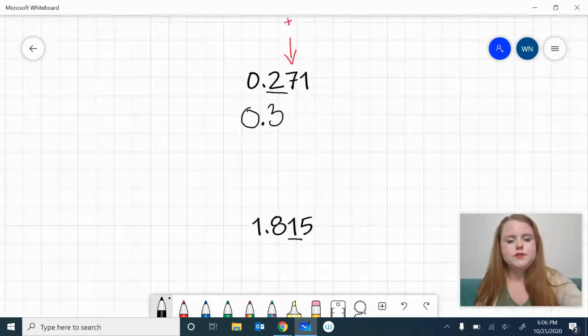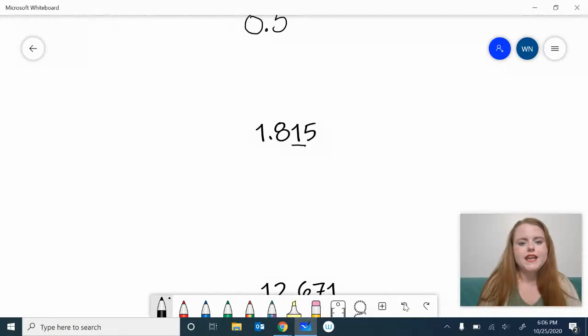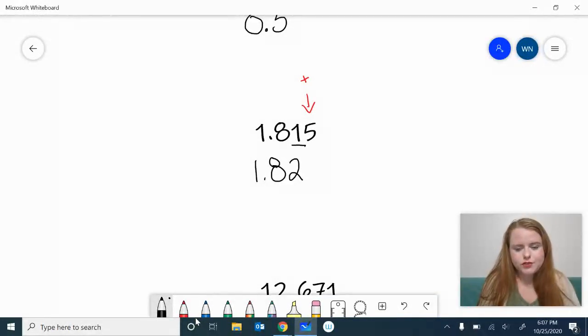Let's go ahead and look at the next one. 1 and 815 thousandths. As you can see, the 1 in the hundredths place is underlined. So we're going to draw an arrow over the 5. Remember, 5 or more raise the score, so we are going to raise that score. Let's go ahead and rewrite everything to the left. 1 and 8, raise that score up to a 2. 1 and 82 hundredths. Remember, there's nothing after it because there's nothing after the place value that we round to.